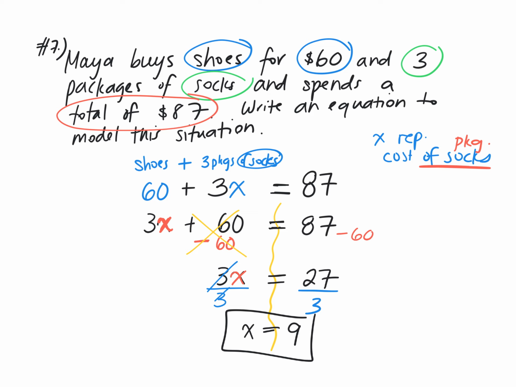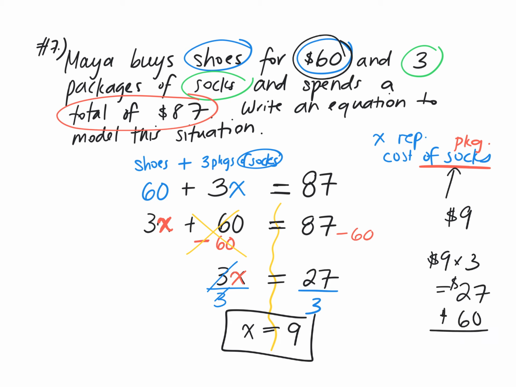So what does that mean? Yep. Each package of socks costs $9. We can do this in our head. Is it true? What is $9 times 3? He bought 3 packages of socks. $27. Then he also bought shoes for 60. What's 27 plus 60? 87. They told us he spent a total of $87, so this is correct.